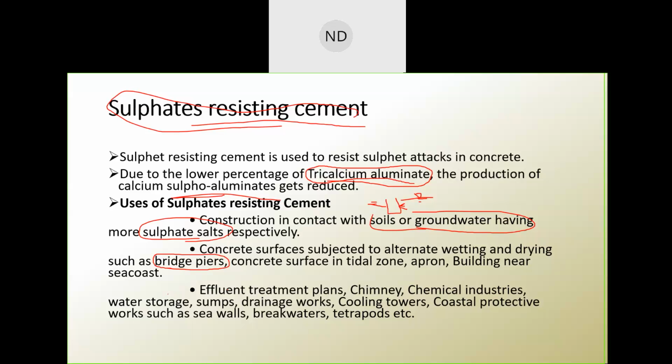Okay, effluent treatment plants, chimneys, chemical industries. Obviously in chemical industries, there are different chemicals present, so sulfates might be there, and other different chemicals which will attack. So sulfate resisting cement can be used there. And how do we make it? The tricalcium aluminate percentage has to be decreased in the OPC, and then it can be used as sulfate resisting cement.